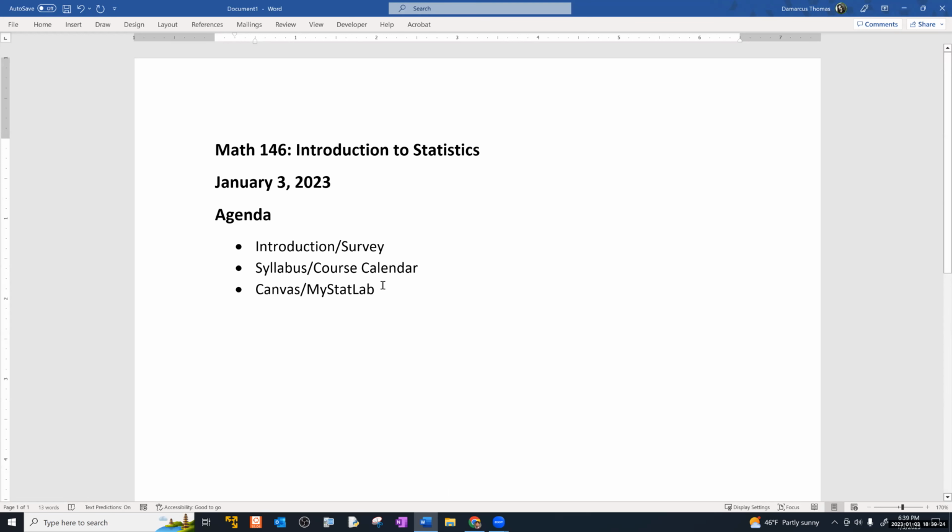And then what we'll do is go inside Canvas. I'll walk you through Canvas, and also I'll walk you through my stat lab. And then finally, if there's any questions or comments, I'll be sure to ask and answer those types of questions. And then also there will be wait list questions as well. So if anybody has wait list questions, I will get to that toward the very end. Okay, so that's what's going on tonight.